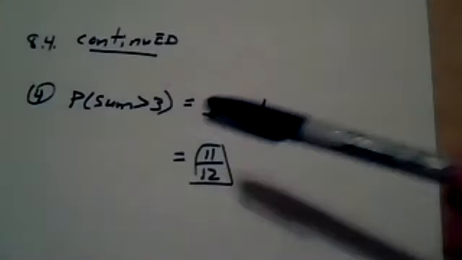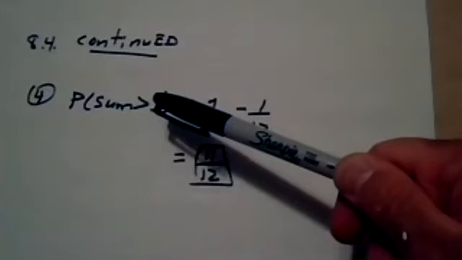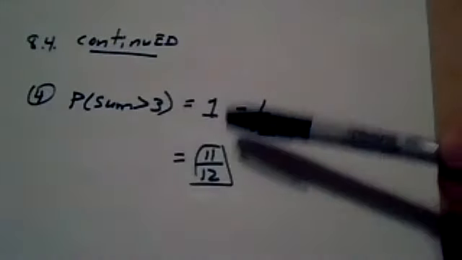So finally, when you simplify, the probability of the sum being greater than 3 would be 11 over 12.